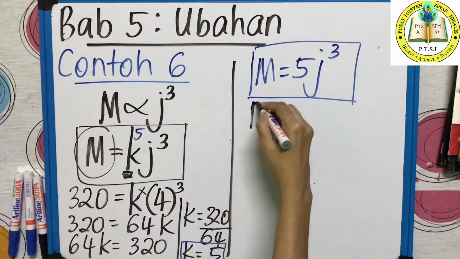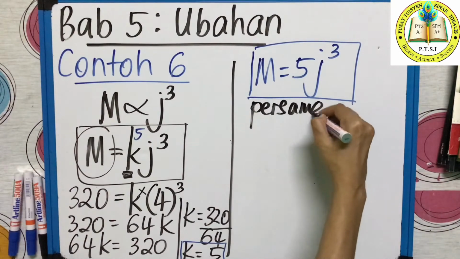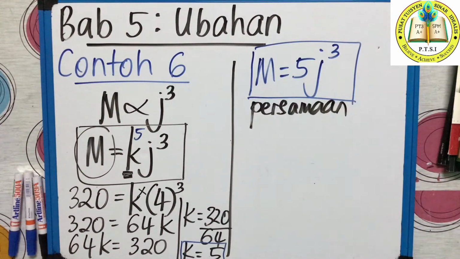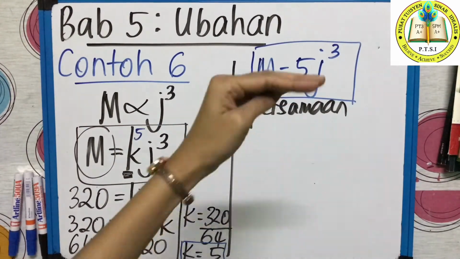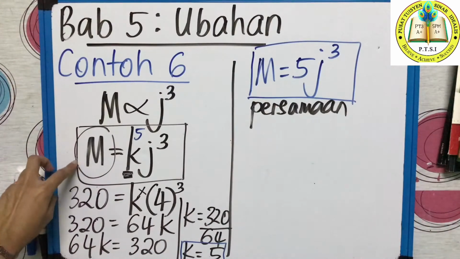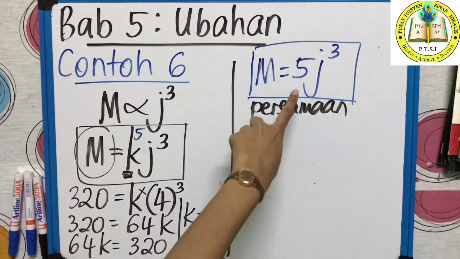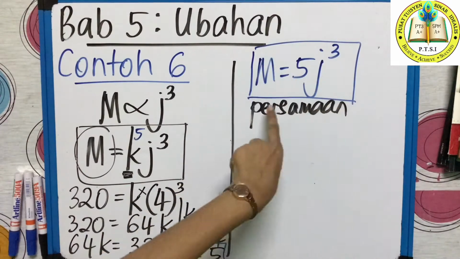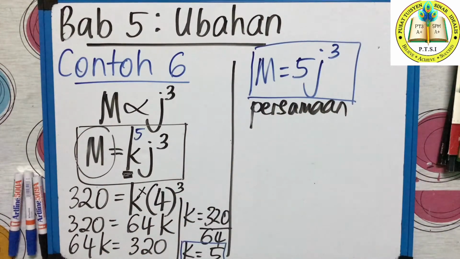So ini adalah persamaan. This will be your equation. So soalan minta persamaan, this is persamaan, not this. Sebab yang ni belum lengkap lagi. Cari nilai K. Lepas tu ganti dalam persamaan. So ini adalah persamaan. Now we go for the A question.